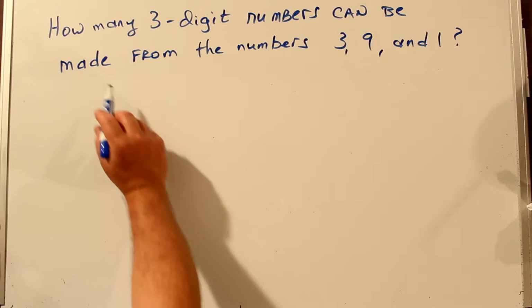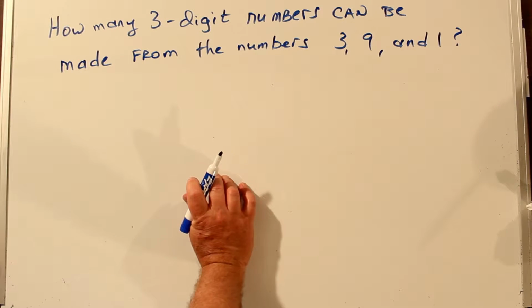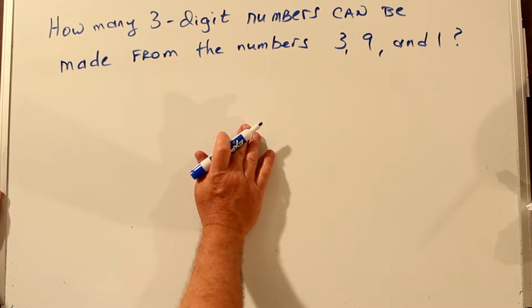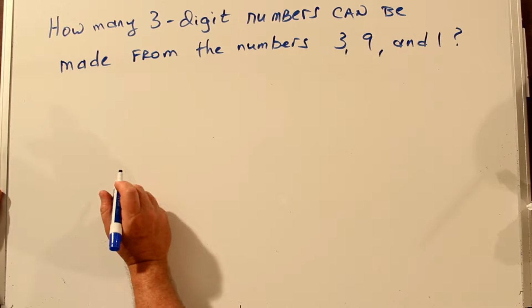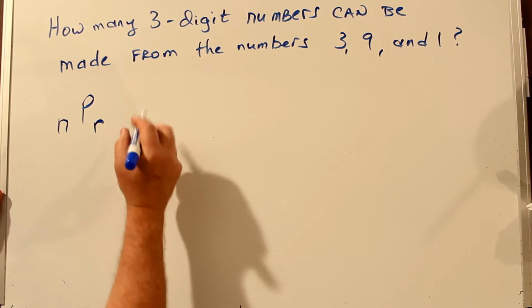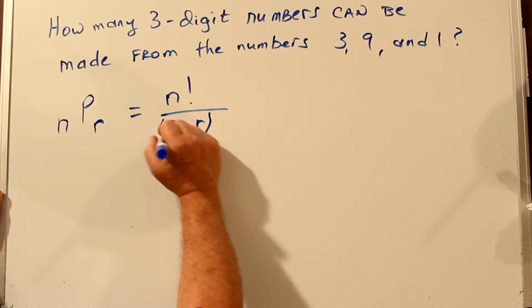Let's look at this problem. How many three-digit numbers can be made from the numbers 3, 9, and 1? Since order matters, 391 and 193 would be two different numbers, so we're looking at a permutation, not a combination. We have to determine for our formula, nPr equals n factorial over n minus r factorial.